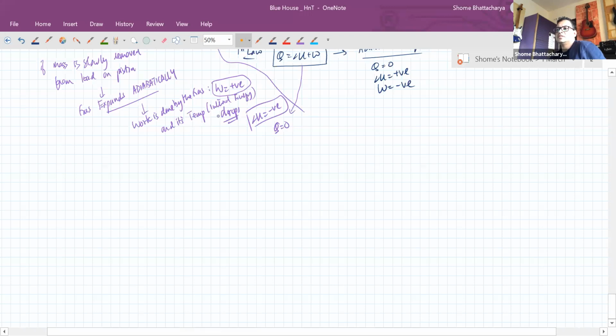W is positive and its temperature or internal energy drops. Work is done by the gas and its temperature or internal energy drops, because temperature is proportional to internal energy. Remember, U is nf by 2 RT. So the temperature drops, which means that the internal energy decreases. So delta U is negative. Okay, so hope that is clear, Samar.